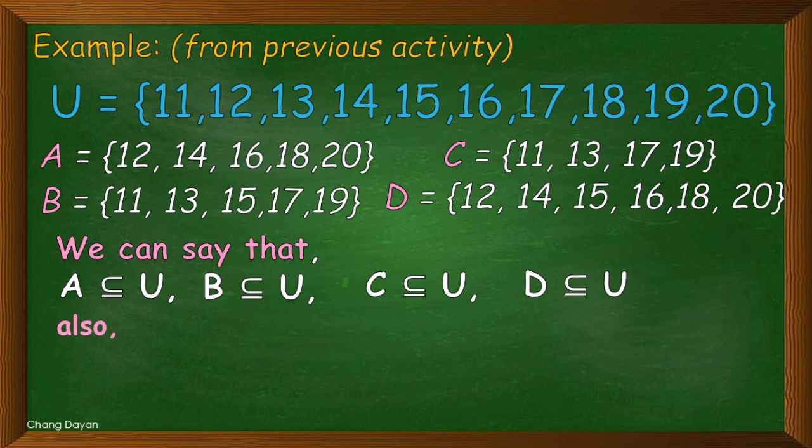Also, kung mapapansin nyo, ang elements ng set A ay makikita sa set D. So we can say that A is a subset of D. Lahat ng elements ni A ay makikita sa set D. Pero, hindi lahat ng elements ni D ay makikita kay A. Meaning, D is not a subset of A.